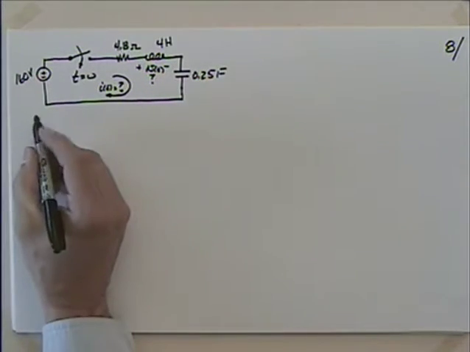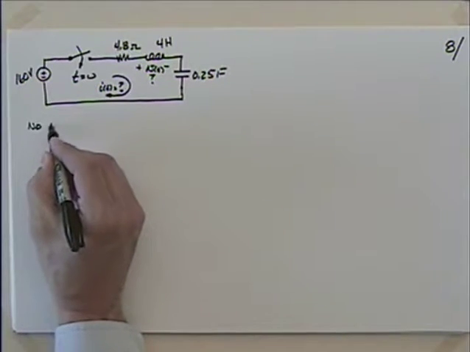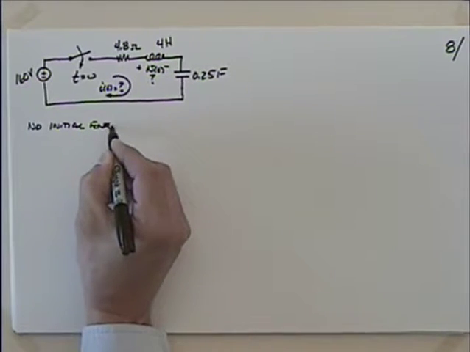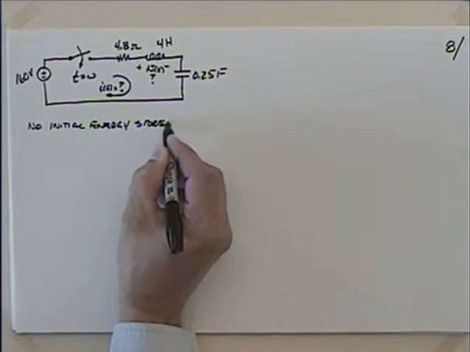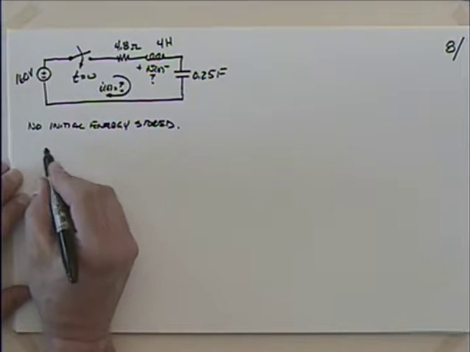Okay. And we're told that there's no energy stored. So no initial energy stored, which keeps this problem pretty easy. I don't have to go back and analyze it for time before 0. So I should be able to, if I wanted to, go right to the S domain.